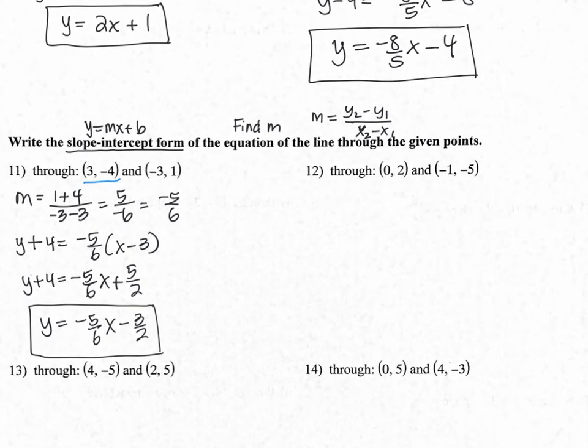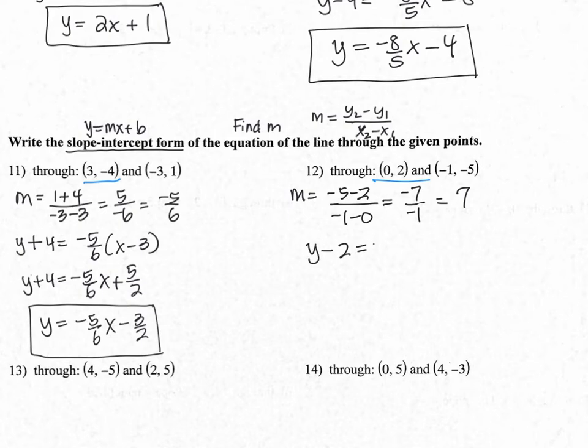All right, so number 12. Find the slope first. So negative 5 minus 2, negative 1 minus 0. So that's negative 7 over negative 1. That doesn't look like a 1, does it? Let me fix that. Okay, so negative 1. So this would be 7. Now I'm going to use the first point just like we did before. I'm going to use that every single time. So y minus 2 is equal to 7 times x minus 0. So y minus 2 equals 7x. So y is 7x plus 2.